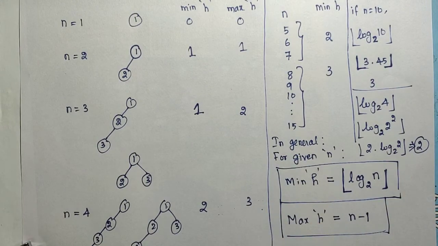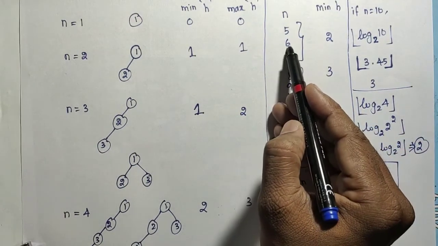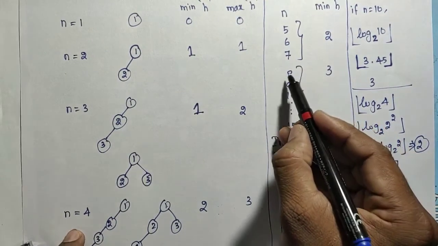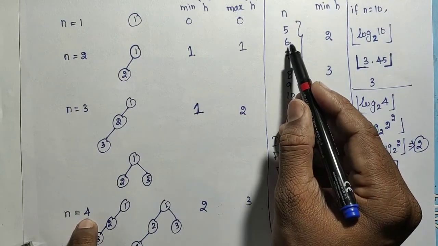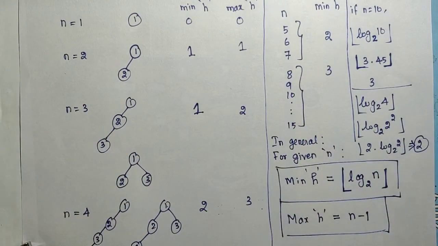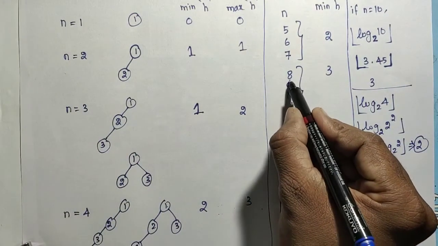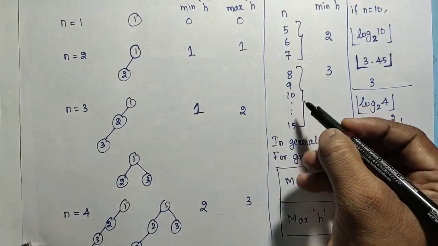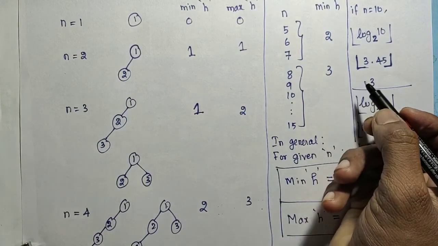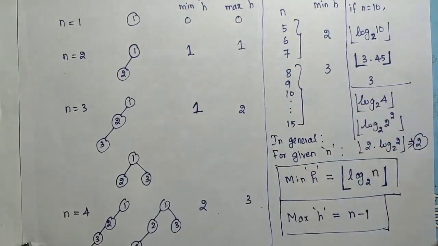So a given n of 6 is in between 4 and 8. Log 4 value is 2, and log 8 is 3, so log 6 is 2 point something, and the floor value is 2. Similarly, log 9, 10 up to 15 is 3 point something, so the floor value is 3. When you go for log 16 base 2, it's 4.